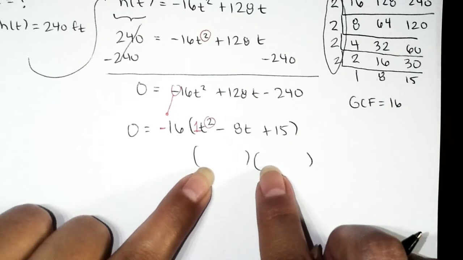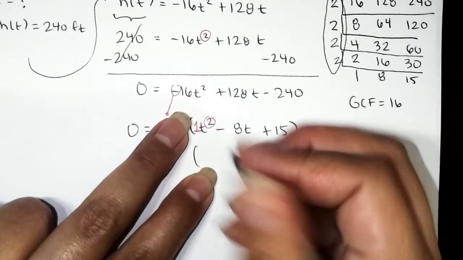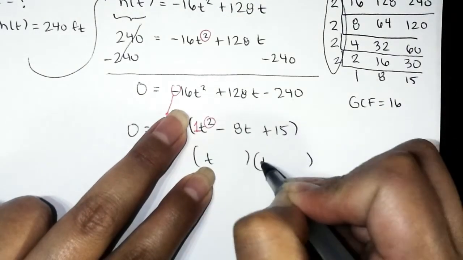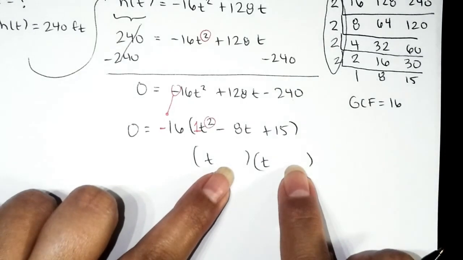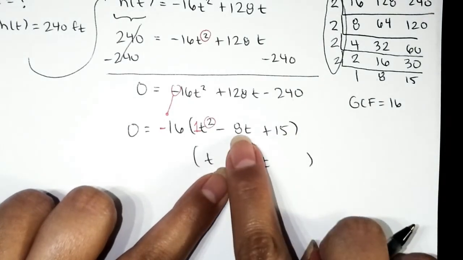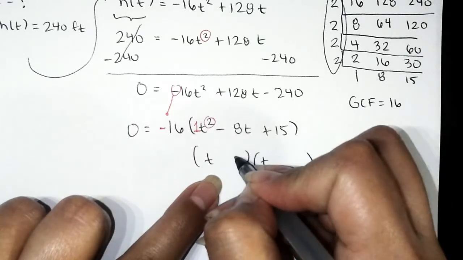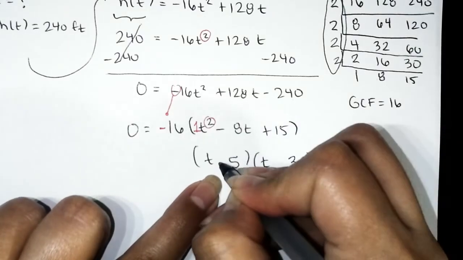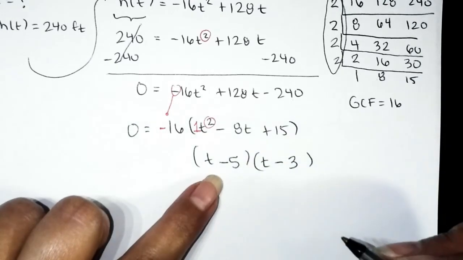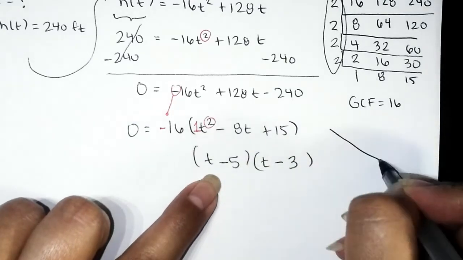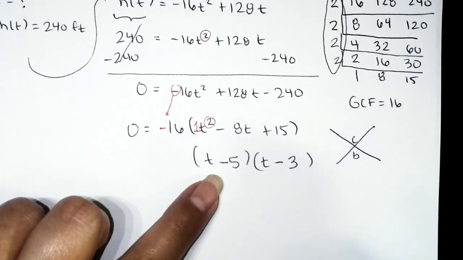Product of the first terms should give us t squared, and we're going to use variable times itself. To complete the binomial factors, we want factors of c that add up to b. So factors of 15 that add up to negative 8. I think it's 5 and 3, where both 5 and 3 are negative. Okay. If you want the x game, then go ahead. But if you don't need it, then I don't need it.